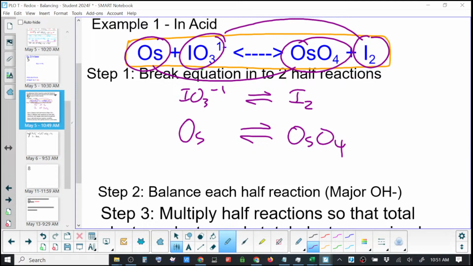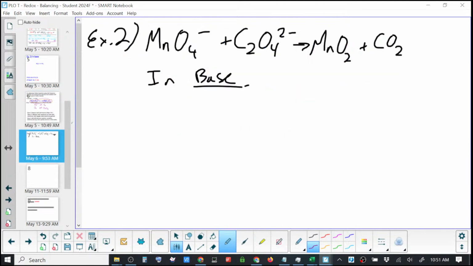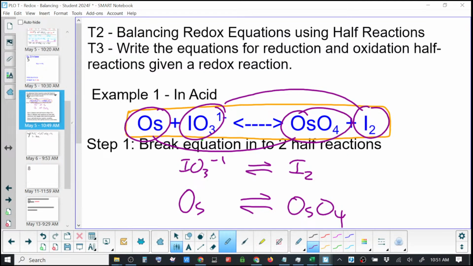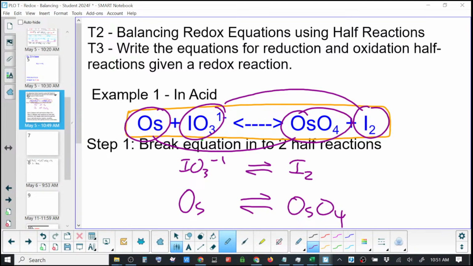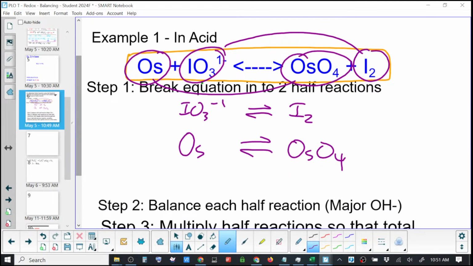So if I have these 2 equations, we need some space. I'm not sure I gave you space. These 2 equations now need to be balanced separately.